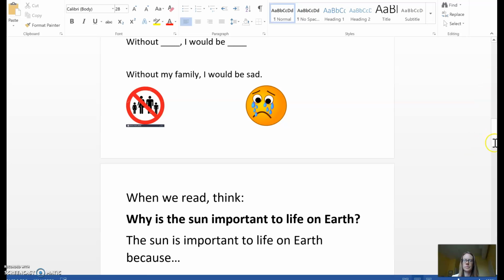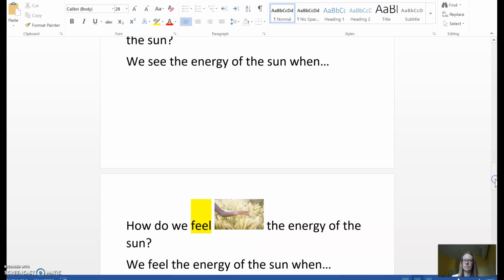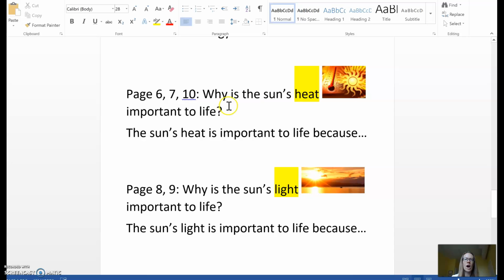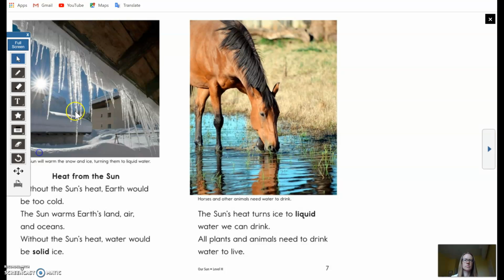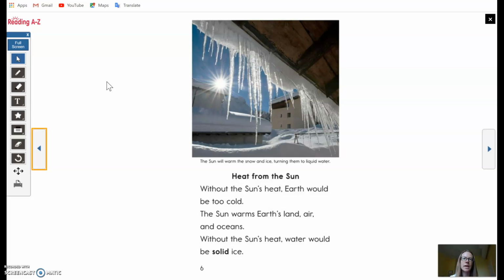Now, my next question for you. Why is the sun's heat important to life? You can answer by saying, the sun's heat is important to life because. Think and then say. The sun's heat is important to life because. I could say, the sun's heat is important to life on Earth because it keeps us warm.